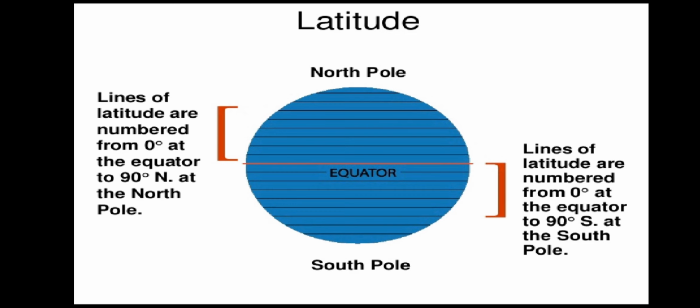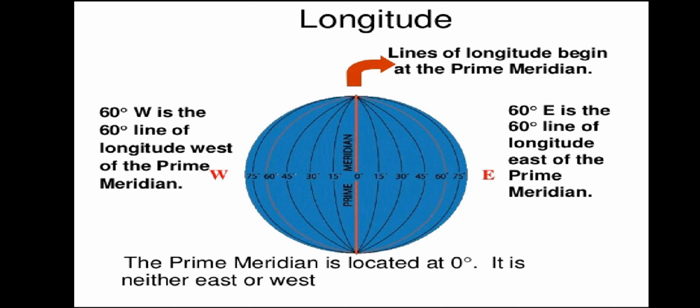Now, after this we studied about the longitude. Prime meridian is the 0 degree, and these are the horizontal lines. It is located at 0 degree.